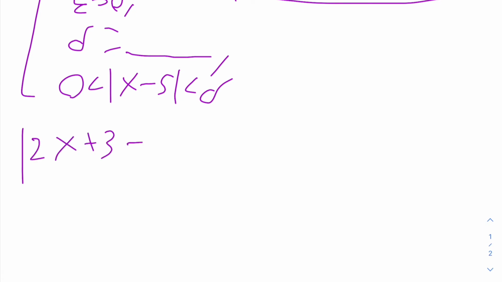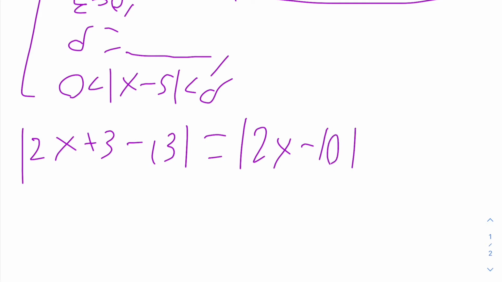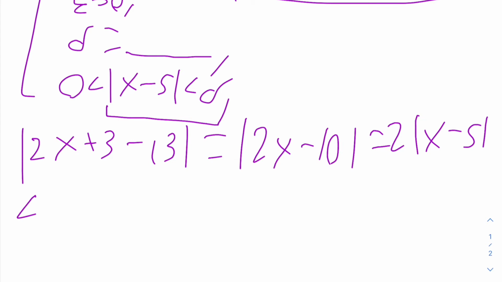So remember, we start with the first part of our consequence, which is the absolute value of 2x plus 3 minus 13. So we're going to start with this, and then we're going to show that it must be less than epsilon using our assumptions. So first let's conduct some algebraic manipulation. So this is 2x minus 10, which is equal to 2 times the absolute value of x minus 5. And then we see here the absolute value of x minus 5 is less than delta, meaning that 2 times that is less than 2 delta.